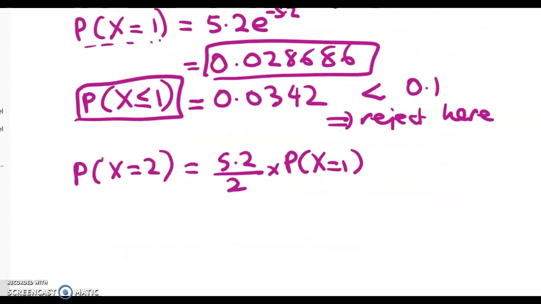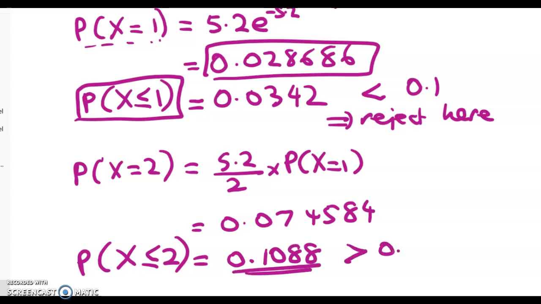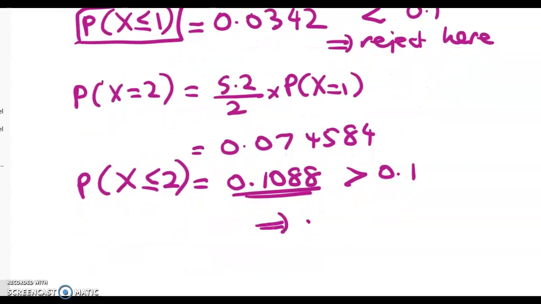And if you work that through, you'll get 0.074584. So if I get 2, the probability of getting 2 or something even weirder is equal to 0.1088. Now you can see that this is greater than 0.1, so we don't reject if x is equal to 2, because the chances of seeing 2 or something stranger is more than 10%, and we're trying to limit my type 1 error to 10% at worst.